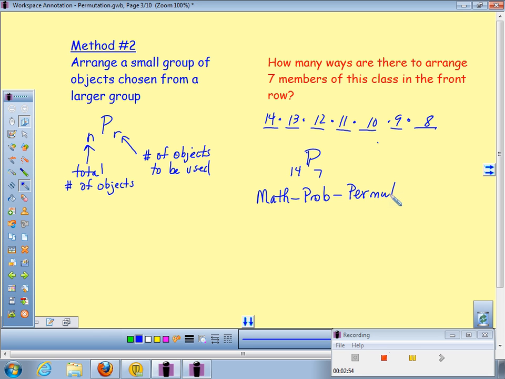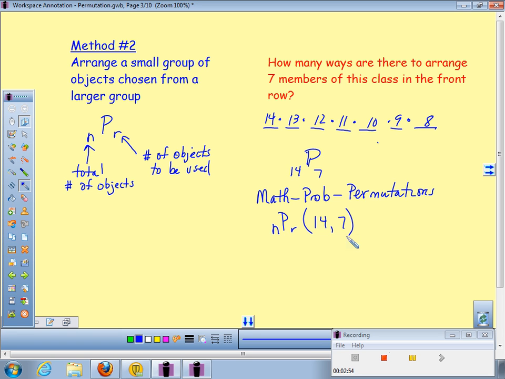It's going to pop nPr on the screen, and then it puts a parenthesis. You have to then put in the parenthesis the numbers you want to calculate. So in this case, you will have to put 14, comma, 7. Did you put the comma in there? Yes, you do have to put the comma to separate.